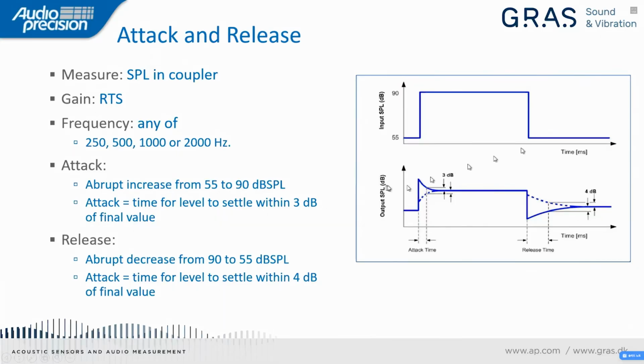For the release time, we do the opposite. We decrease the level abruptly from 90 dB SPL down to 55, and we measure the amount of time it takes the envelope of the hearing aid response to settle within plus or minus 4 dB of the final level.